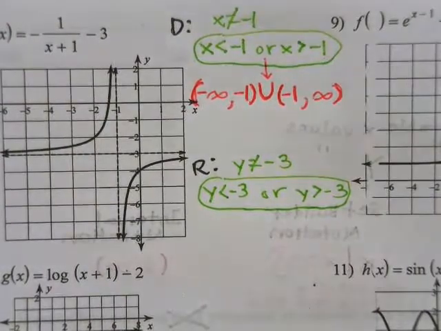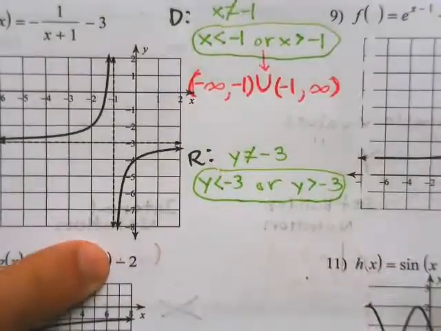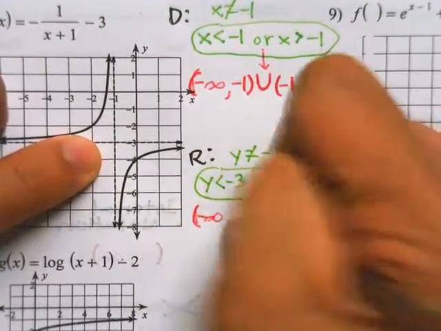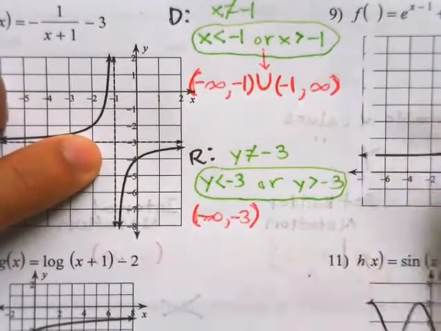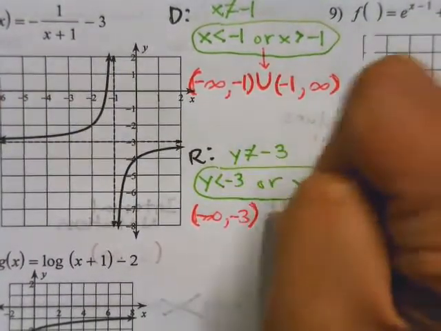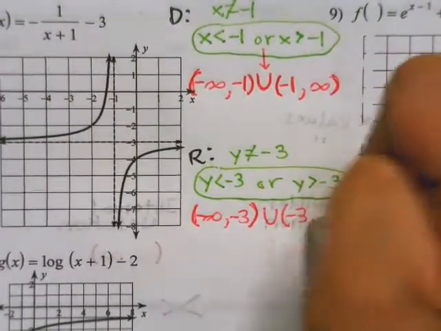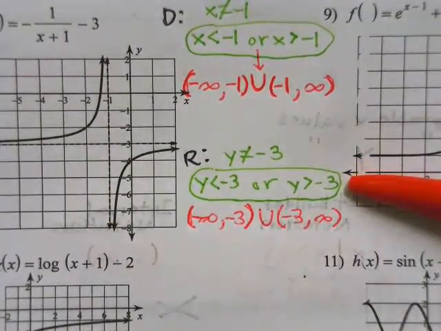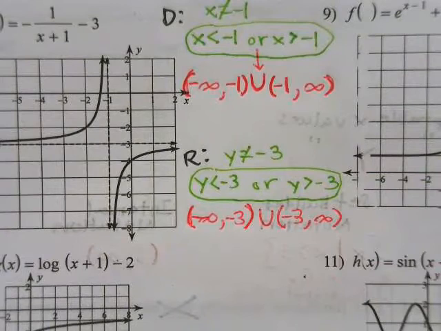Now to transform that into your interval notation, it's super similar. -infinity, comma, -3, but where it's not included, with a union of -3, comma, infinity. Okay, so you have your inequality notation, and then you also have your interval notation as well.